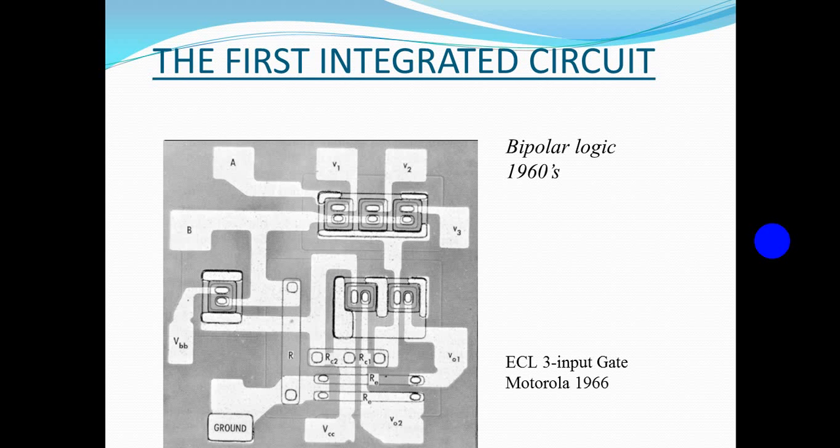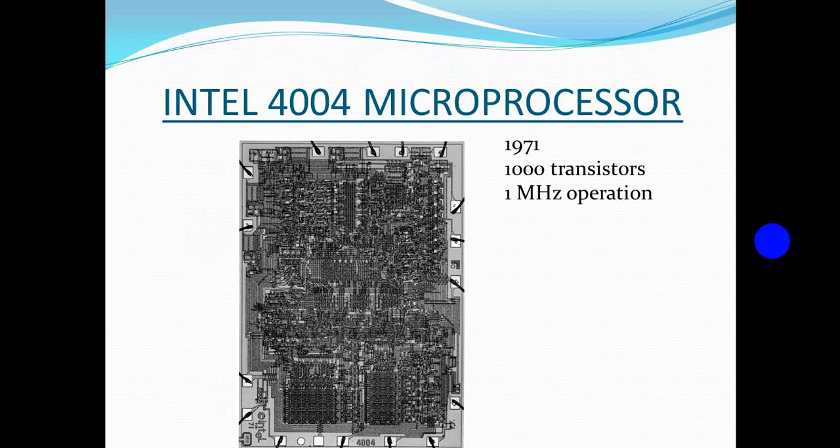This is the first integrated circuit. It's a bipolar logic invented in the 1960s, named Motorola 1966. And this is the second picture, the Intel 4004 microprocessor, invented in 1971. It has 1000 transistors and operates at a frequency of 1 megahertz.